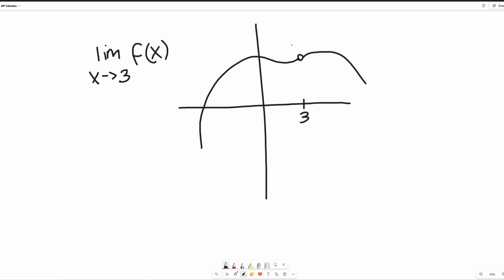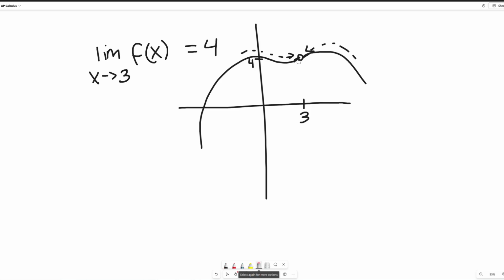So what you'd have to do is look at it as it approaches from the left and from the right. Right here, we can just say that this value is 4, for example. If we look at the graph, we can see that as it goes towards this point, it goes towards 4 from the left and 4 from the right. So we can say that this limit equals 4.